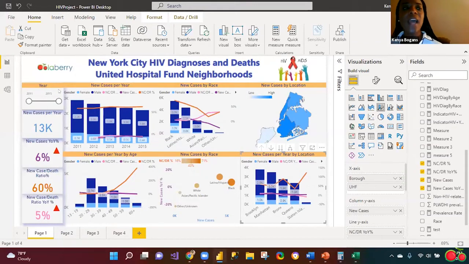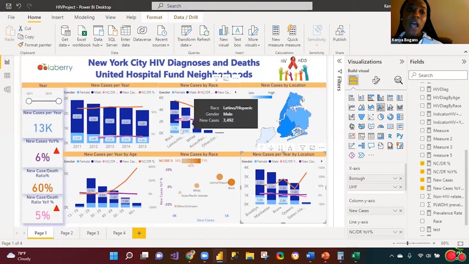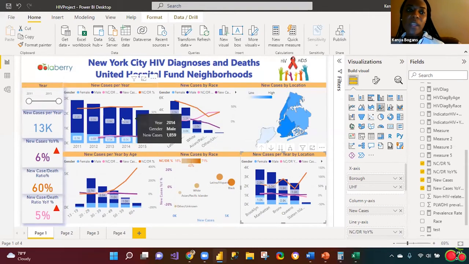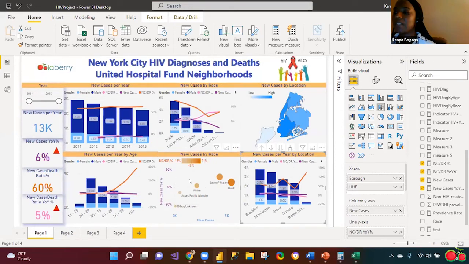As you can see, I have included a slider that covers the years 2011 through 2015. I have stacked all of my KPIs to the left, and I've included 4 line column charts, 1 scatter chart, and a map. We look at the data by year, race, location, and age. Any red arrow indicates that the data is increasing, and a green arrow indicates that the data is decreasing.